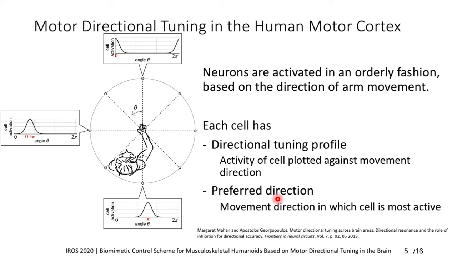The preferred direction of each cell is another important element in motor directional tuning. It is the movement direction in which the cell is most active. For example, for this cell, the preferred direction is the movement direction of angle 0. And for this cell, the preferred direction is the movement direction at an angle of pi. So for example, if the hand moves in this direction, each cell is activated according to its DTP, and thus the activation is the highest for this cell.